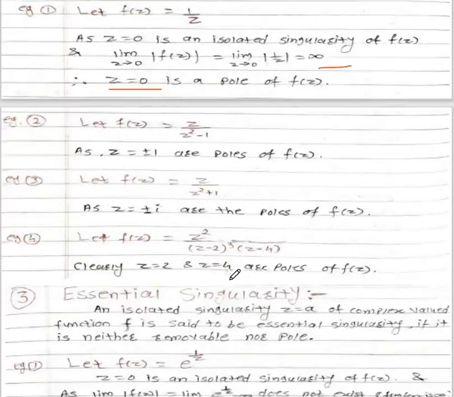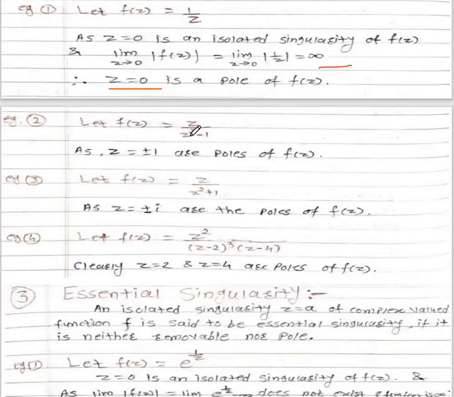Second example we can see, that is f of z equal to z upon z square minus 1. At z equal to plus minus 1, you will get the infinite term, so those are the poles of f of z. So z equal to plus minus 1 are the poles of the function f of z.